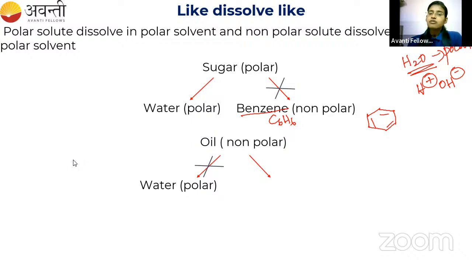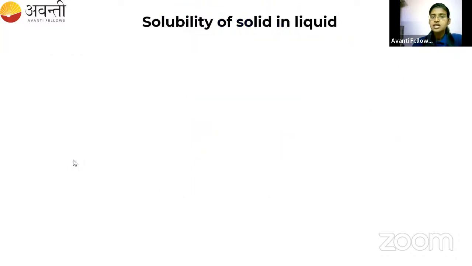And if I try to add oil in benzene, then in the benzene solvent, oil will get mixed with benzene and it will get dissolved there. Okay. So the reason is like dissolves like. So you should know which compound is polar and which compound is non-polar. That is your duty to study. Here we have studied some compounds. Sugar, water, these are polar. Benzene, oil, these substances are non-polar in nature. So now with this concept, let's study the solubility of solid molecules in liquid.